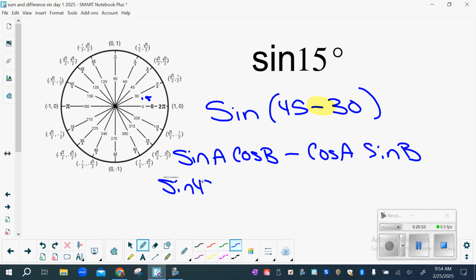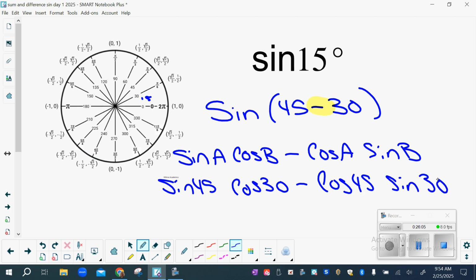Sine 45 cosine 30 minus cosine 45 sine 30. I think that's right. Now, I had someone ask me in my other class a really smart question.